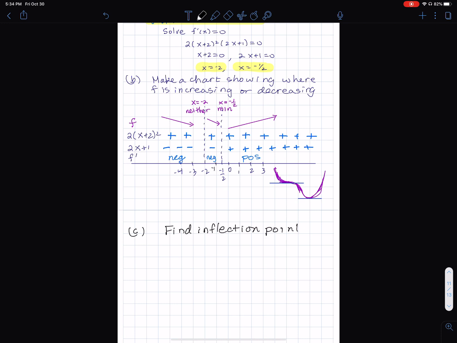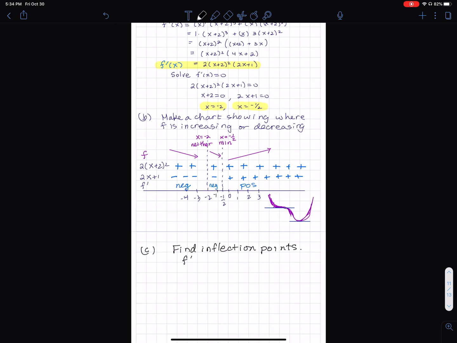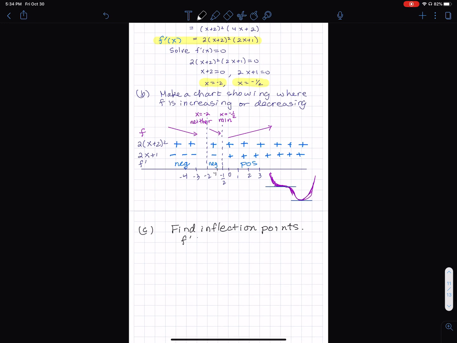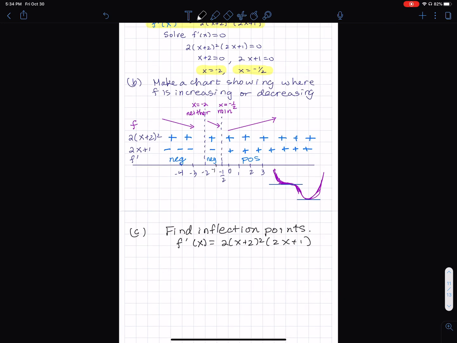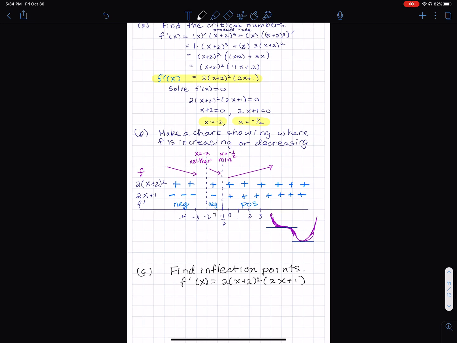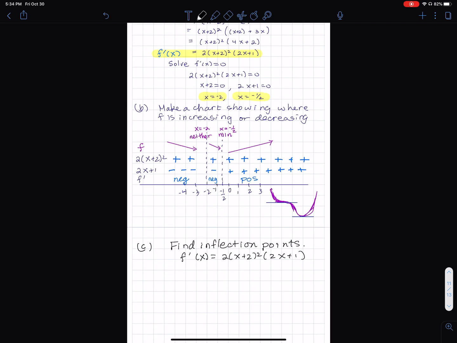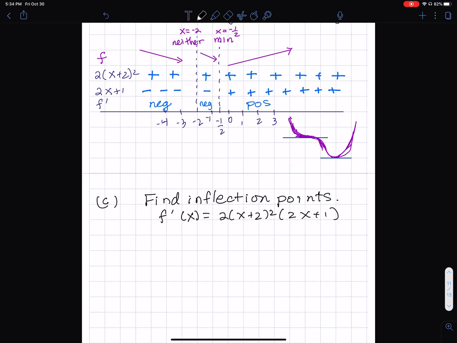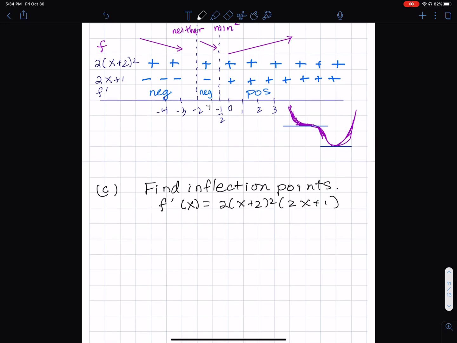So the inflection points are found by finding the second derivative and setting the second derivative equal to 0 and solving. Now, as I look at this, I'm thinking, well, I'm going to have to take the derivative of f prime to get the second derivative. And I was thinking, while I was doing that, about whether I can see some clever way to do that. But I guess I'll just charge ahead and use the product rule once again. So when we find inflection points, we find the second derivative. Then we set the second derivative equal to 0 and solve.